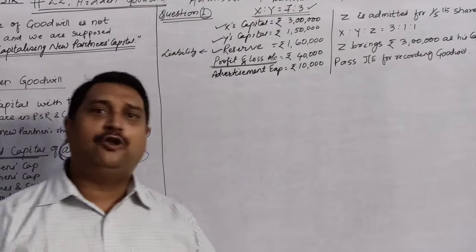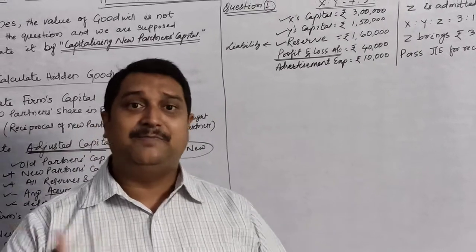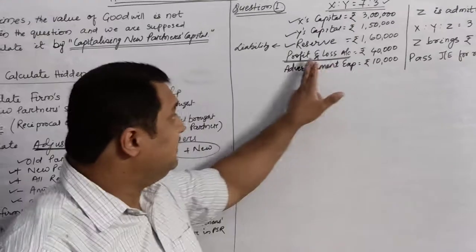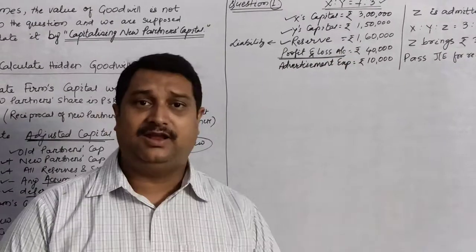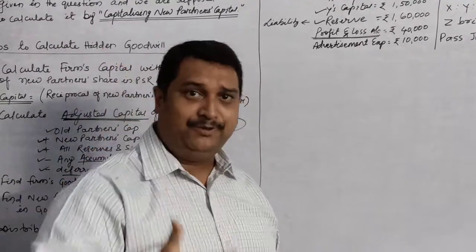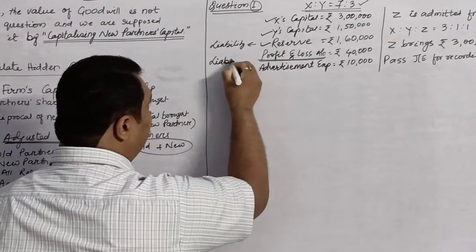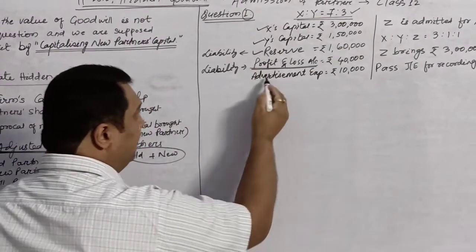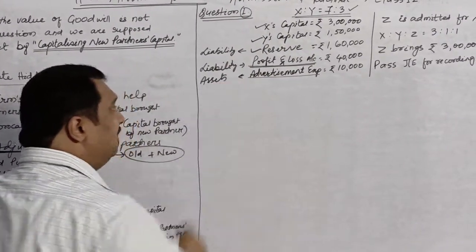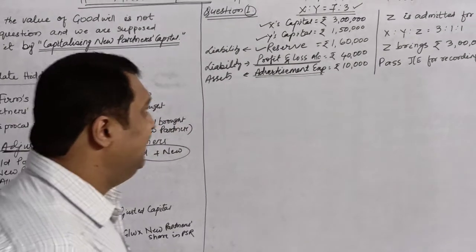Children, as you know, profit and loss account may have a debit balance or a credit balance. That means it may be on the liability side or on the asset side of the balance sheet. Since the question has not informed me anything, I will consider it as accumulated profit. That means the item which is appearing on the liability side of the balance sheet. And the next one is advertisement expenditure, which appears on the asset side of the balance sheet. It is also considered as a deferred revenue expenditure.